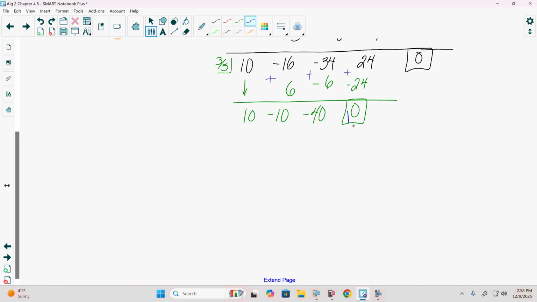Now at this point here, we need to fill the variables back in. Negative 40 is our constant term, our term without x. Negative 10 is our term with x, and positive 10 is our term with x squared. Telling us the last equation we need to solve is 10x squared minus 10x minus 40.